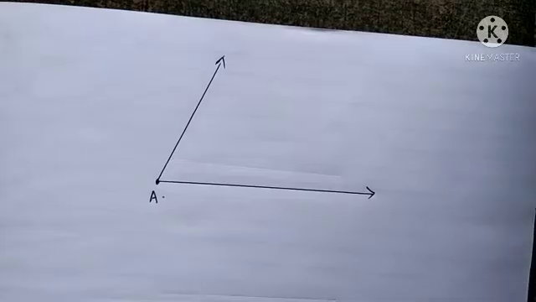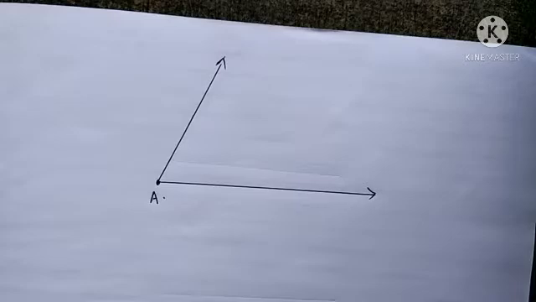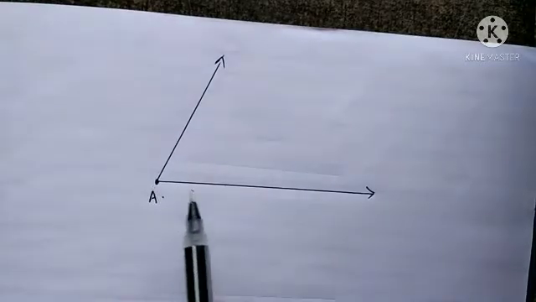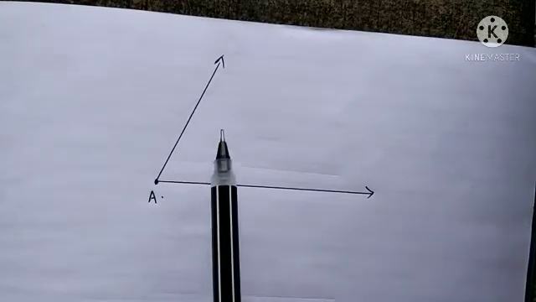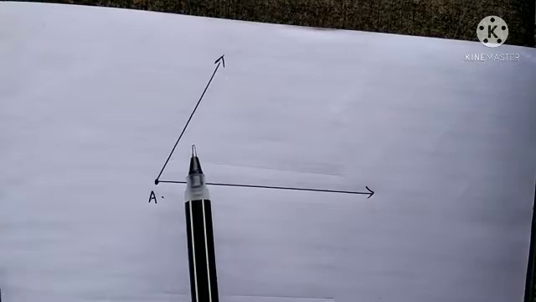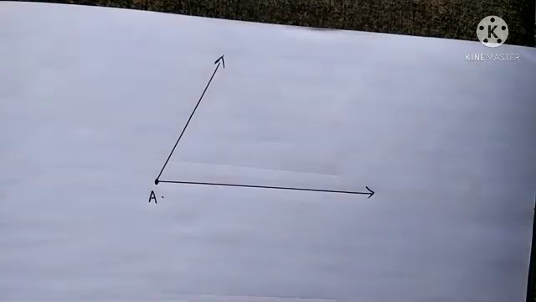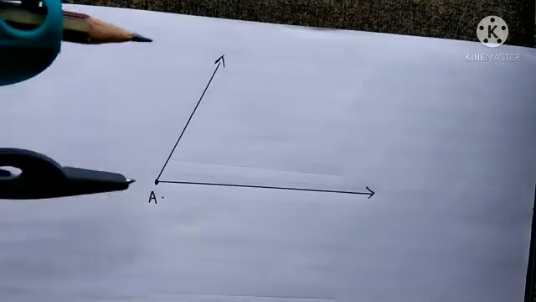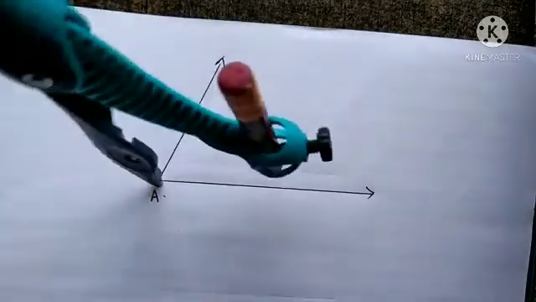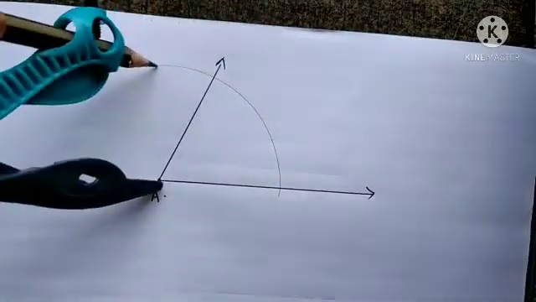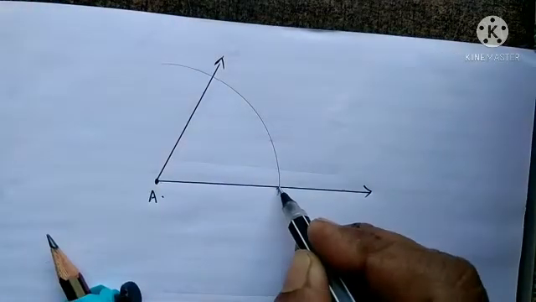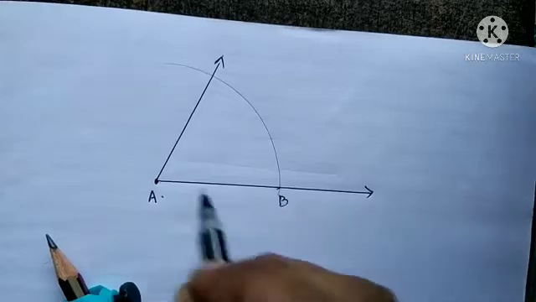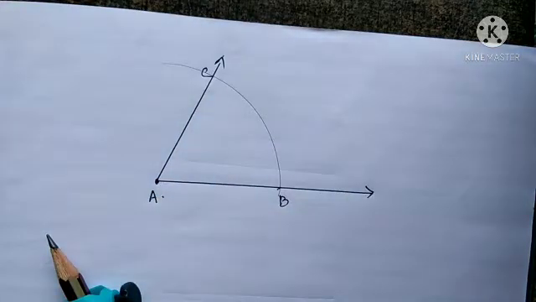Okay. One more construction we can do as the bisector of the angle. Suppose this is the angle to which we are going to construct the bisector. What was the first step? With the convenient radius and A as center, we will draw an arc. Next step, we will mark these two points B, C. Any letter you can give.